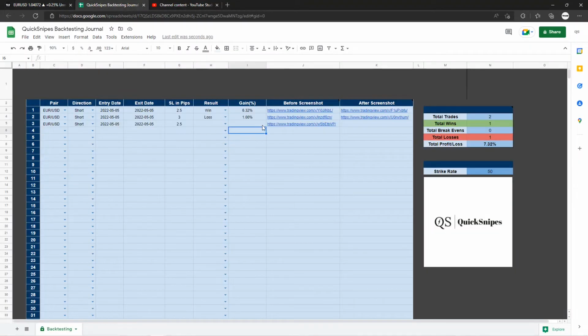Stop loss it. That's minus 1%. Oh, it seems that this loss was marked up as 1% by accident. Minus 1. There you go. Okay.